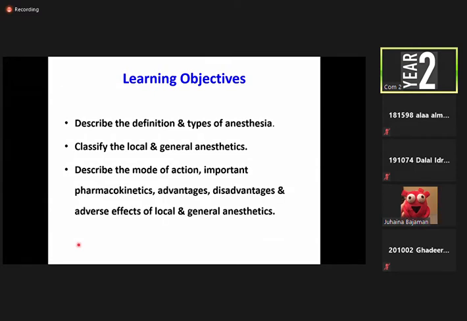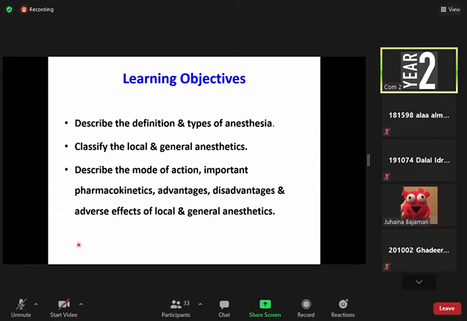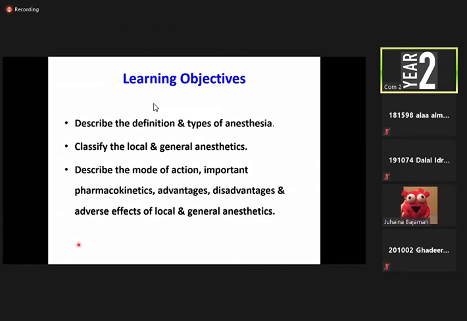Then their mechanism of action. Now it's a bit complicated, but we're going to make it as simplified as possible. For local, it's pretty clear. For general, there's still a big gray area, but whatever we know, we're going to state it. And then we're going to be talking about certain pharmacokinetics and potency. We're going to talk potency, but under a different name.